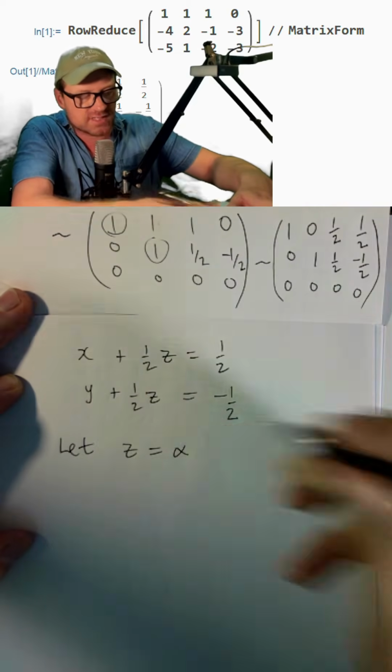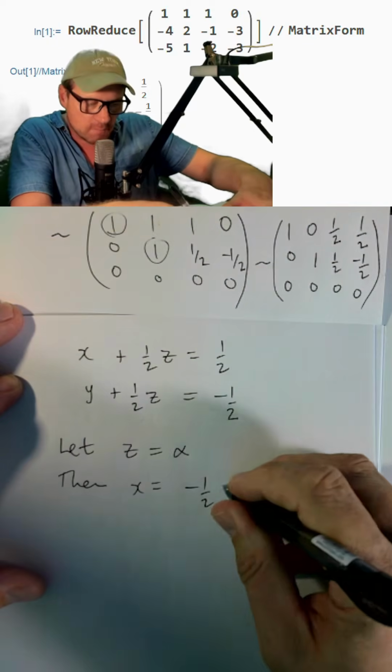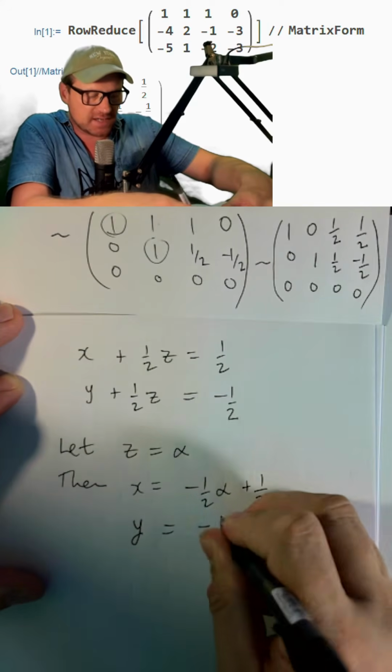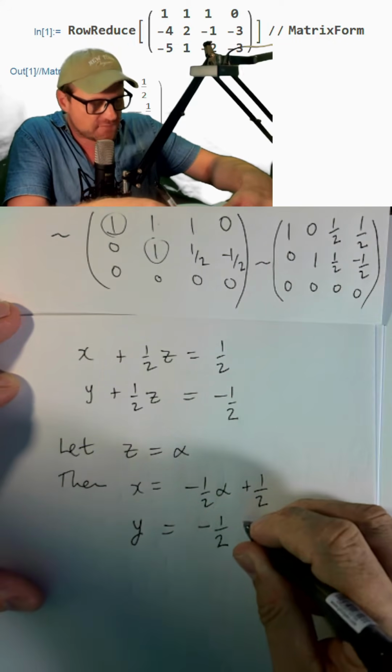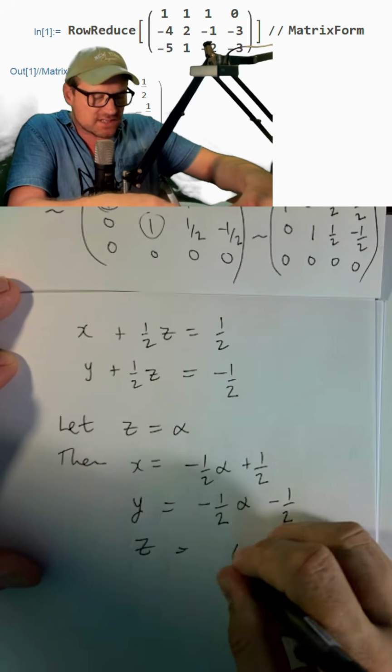Okay, so what we want to do to find the general solution now is we'll let z be equal to a parameter, say alpha. Now what we can do is write x in terms of alpha, minus 1/2 alpha plus 1/2, and similarly y is minus 1/2 z, which is minus 1/2 alpha minus 1/2. Okay, now z, of course, is just alpha.